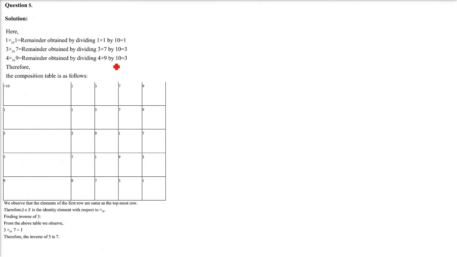Now next is question number 5. For the binary operation x10 on the set, as I said, if it is x10, you don't need to have 10 values. This is x10, which means there can be fewer values also, because the set is given as {1, 3, 7, 9}, right? So 1, 3, 7, 9 here, and here also 1, 3, 7, 9. We have to make the table.